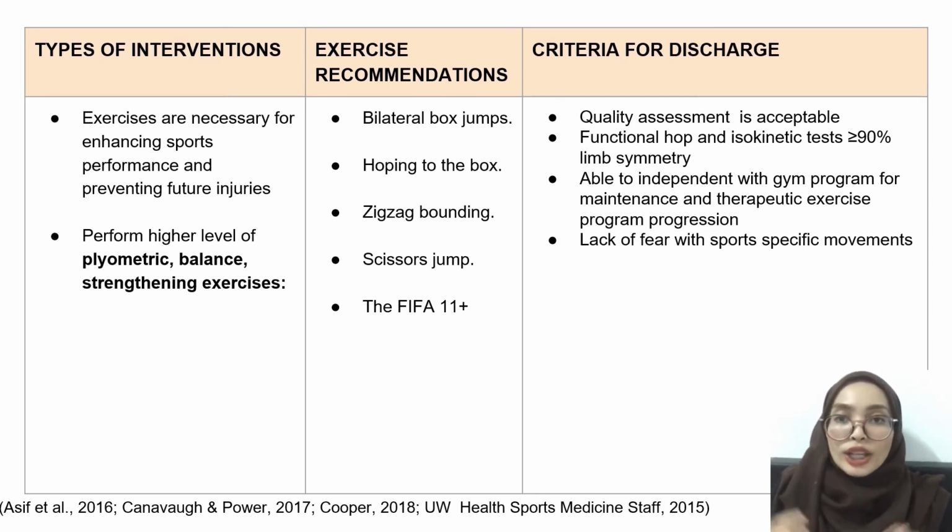Patients will start to be exposed to higher levels of activity that require high power generation, and cutting and changing direction may be a priority. A few examples of plyometric and balance strengthening exercises are bilateral box jump, hopping to the box, zigzag bounding, scissor jump, including FIFA 11+.